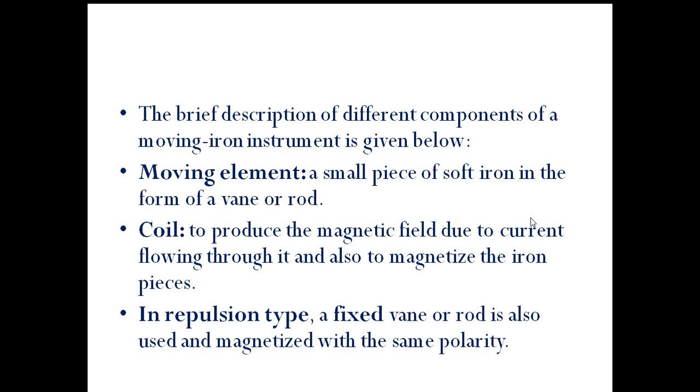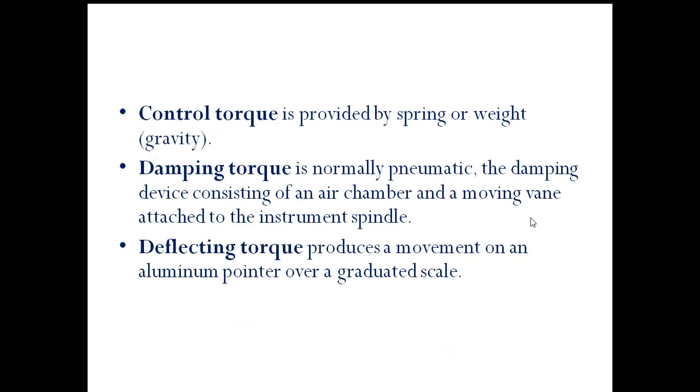In repulsion type, a fixed vane is also used and magnetized with the same polarity. Control torque is provided by a spring. Damping torque is normally pneumatic, the damping device consisting of an air chamber and a moving vane attached to the instrument spindle. And the deflecting torque produces a movement of an aluminum pointer over a scale.